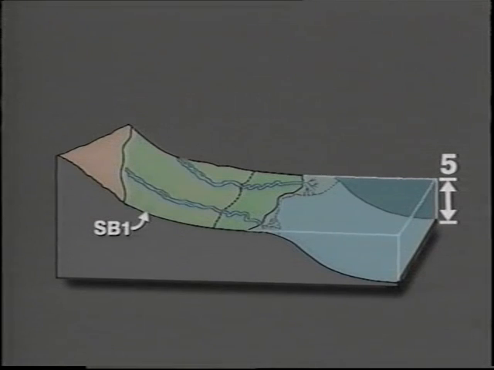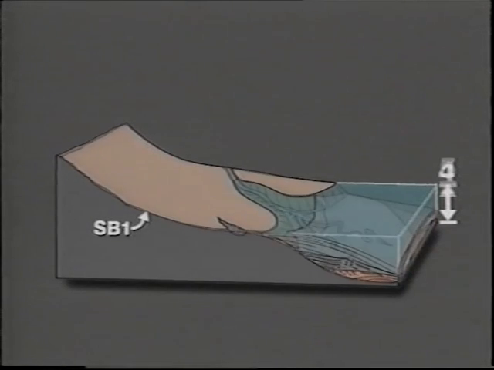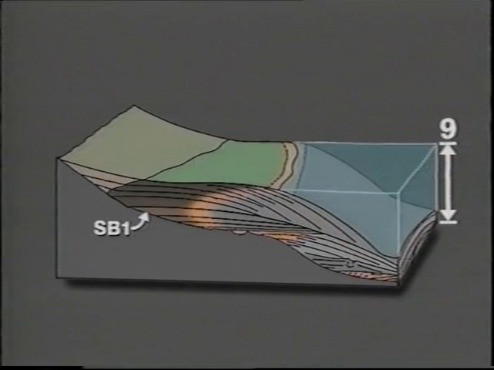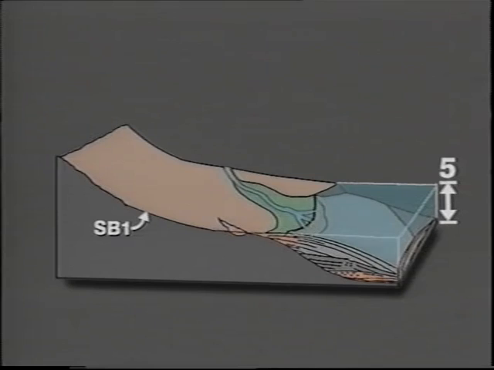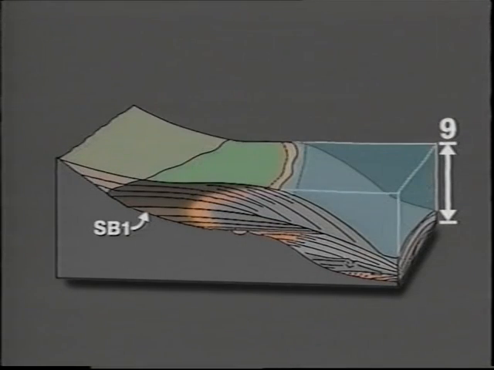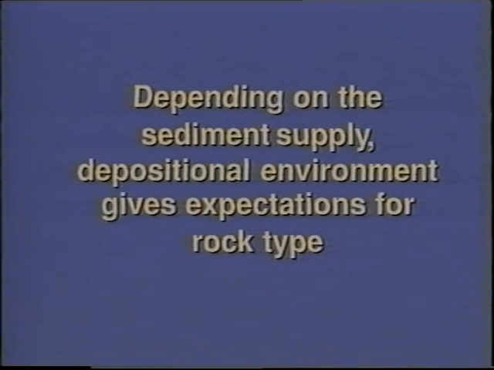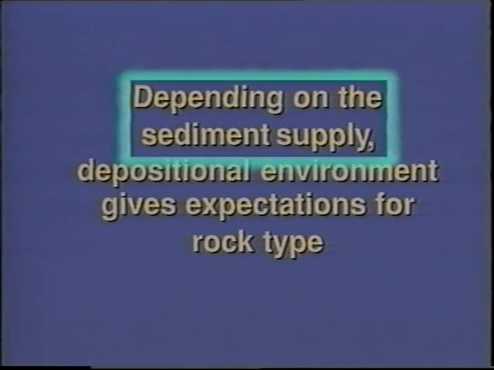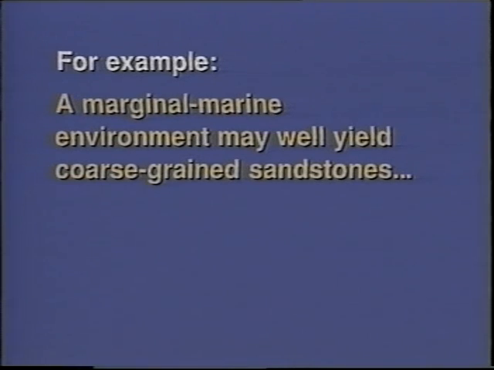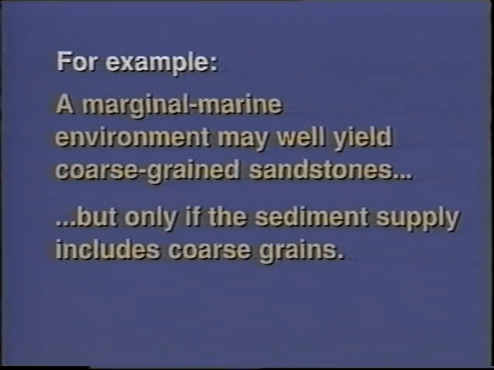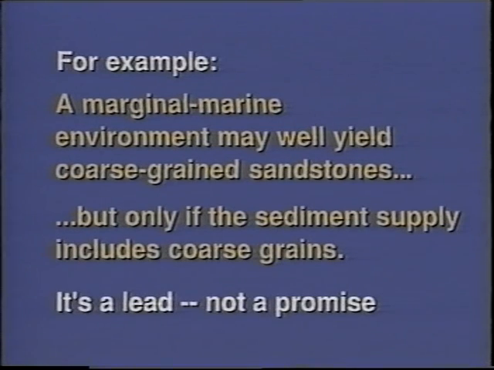Okay, between the two sequence boundaries, then, we have our original reflection pattern. But now, in our mind's eye, we see the whole train of geological events that gave rise to it. This visualization tells us the depositional environment of every piece of rock anywhere in the pattern. And so, depending on the sediment supply, the type of rock that we can expect anywhere in the pattern. Stress that proviso. Yes, of course. A marginal marine environment can give us coarse-grained sandstones only if the sediment supply includes coarse grains. It's a lead, not a promise.